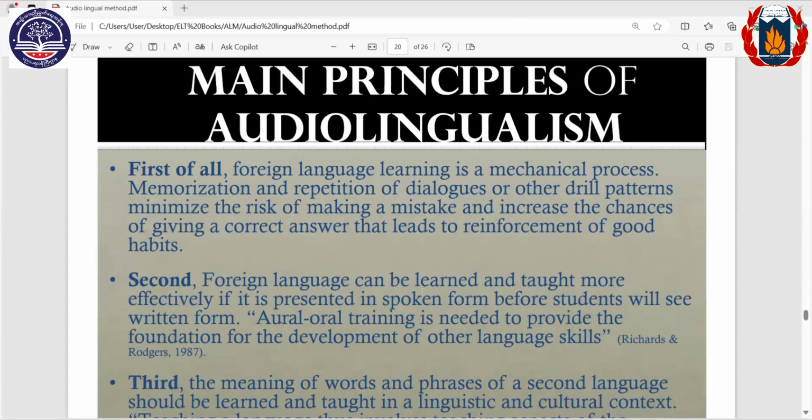Now, let's turn to the principles of audiolingualism. Foreign language learning is a mechanical process, because you need to learn again and again. You need to learn accurately, through memorization and repetition of dialogues or other drill patterns. By using these, one can reduce mistakes and increase correct answers. That's why this leads to the formation of good habits.